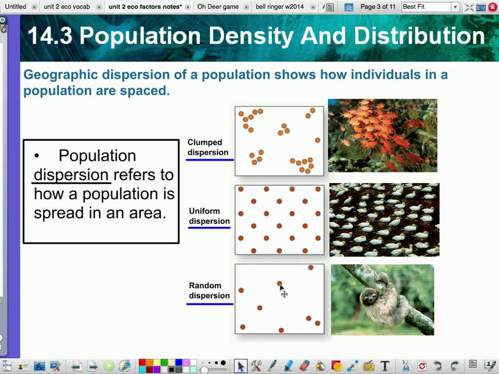The last one is random, and that's just where you live where your resources are, and it happens to be here today and there tomorrow. So it's very random, and you can see the sloth hanging from the tree. Good example of that randomness. So that is population dispersion.